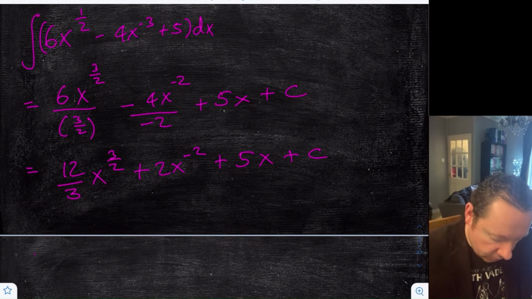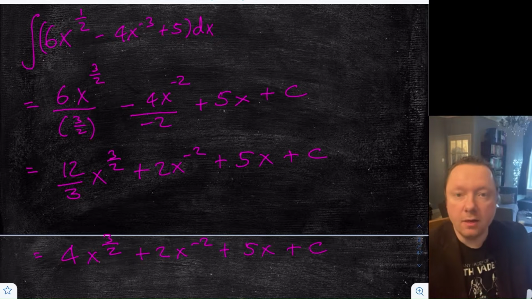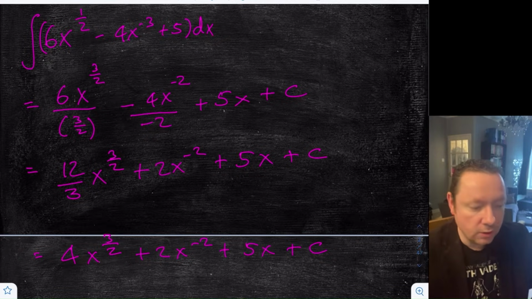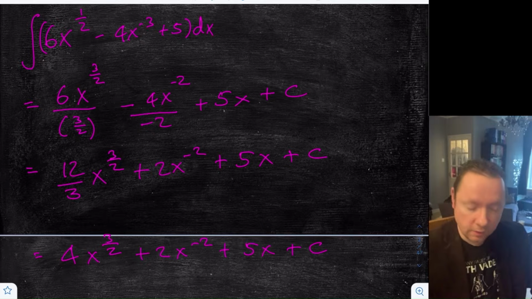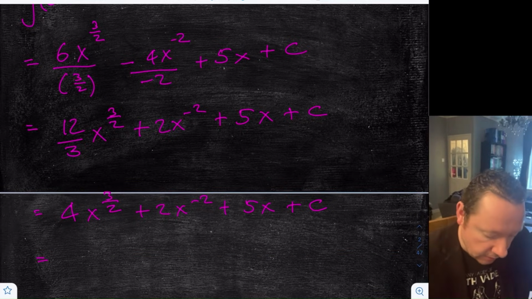12 divided by 3 is 4, so that's 4x to the 3 over 2, plus 2x to the minus 2, plus 5x, plus c. And you will get your final mark at that stage, but let's just assume you wanted to go further because you're going to use it in another question. This helps us revise indices.